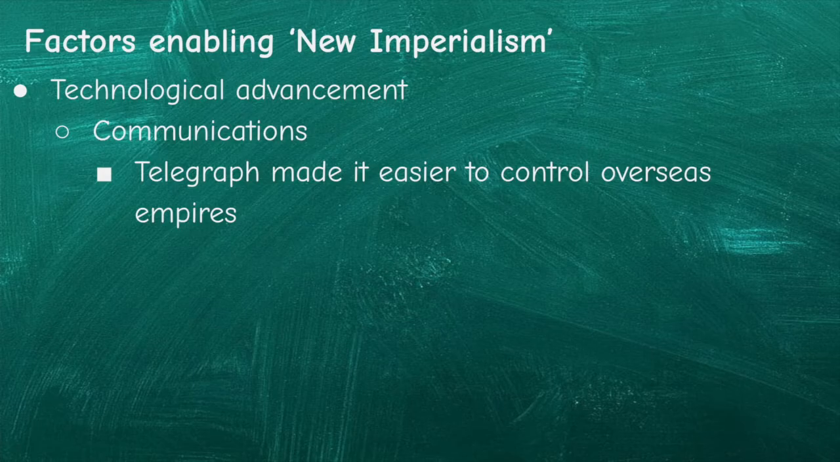And next up is communications, as being a big technological advancement. The telegraph specifically made it to where you could control your colonies from overseas. So the British government could control what was happening in their African colonies from home based off of telegraph machines. So they were able to really control their empires here.